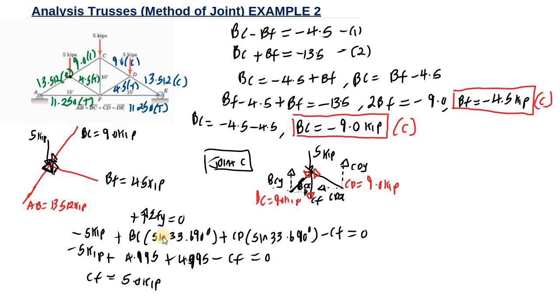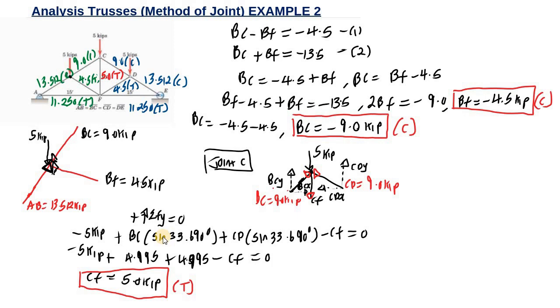So like I said, the value of CF is equal to 5.0 kip. Now, CF is a positive value. What can we say concerning this? Because it is a positive value, this is in tension. So CF is 5.0 kip and it is in tension. Now you are going to draw it on the truss. I'm going to use a red pen to indicate this. So this is 5.0 and it is in tension.